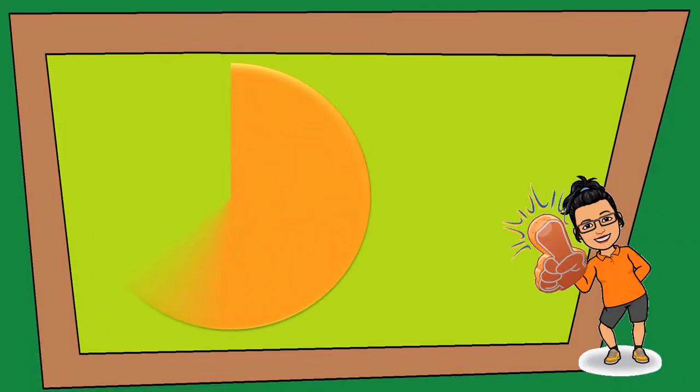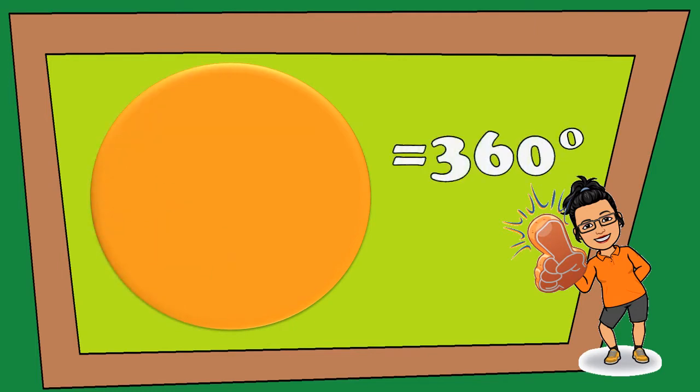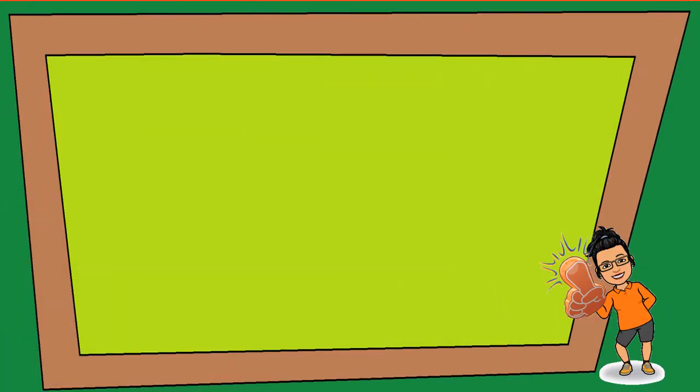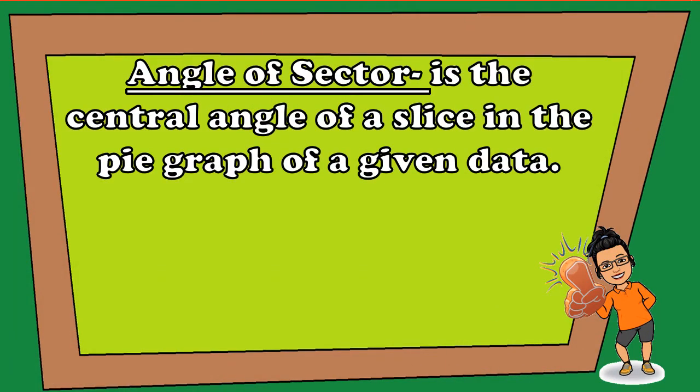Keep in mind that a full circle has 360 degrees. When we say angle of sector, it is the central angle of a slice in a pie graph of a given data. So, for example, this is our circle. This is our angle of sector. And this is the measurement of our angle of sector.